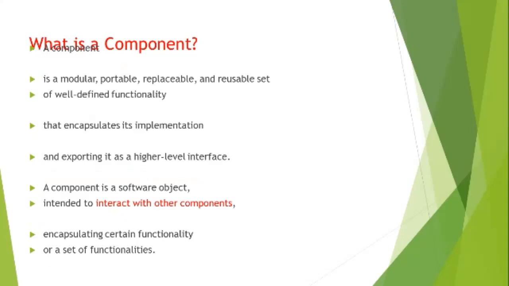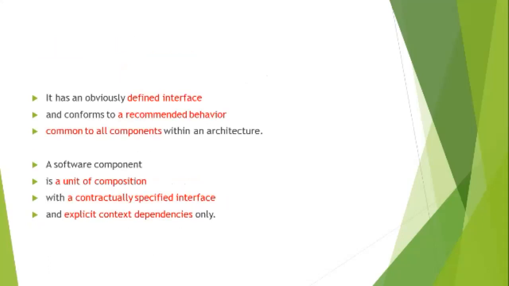A component is a software object intended to interact with other components, encapsulating certain functionality or a set of functionalities. It has an obviously defined interface and conforms to a recommended behavior common to all components within an architecture. A software component is a unit of composition with a contractually specified interface and explicit context dependencies only.